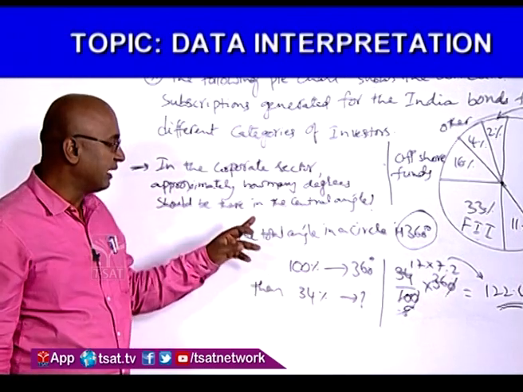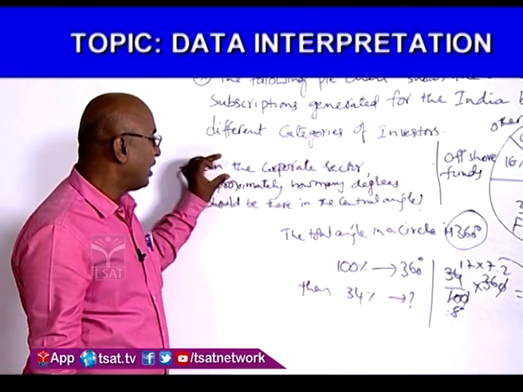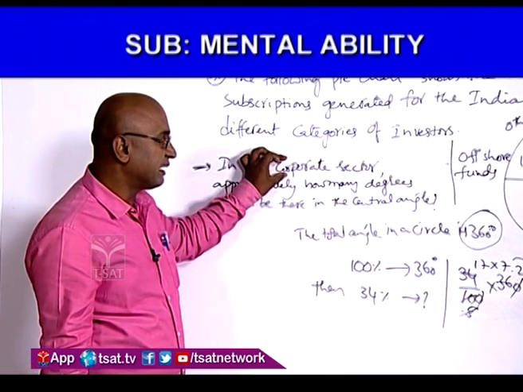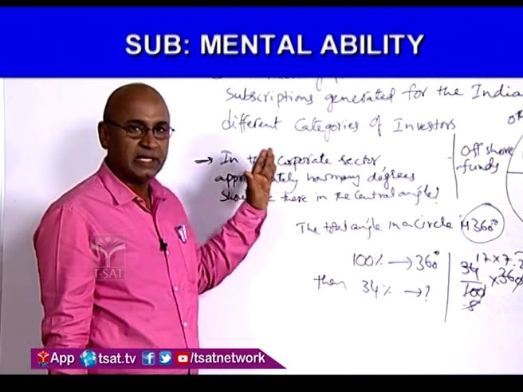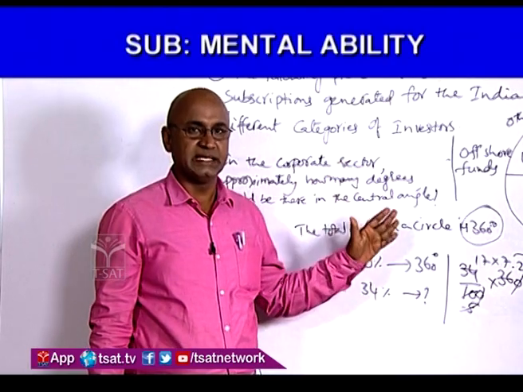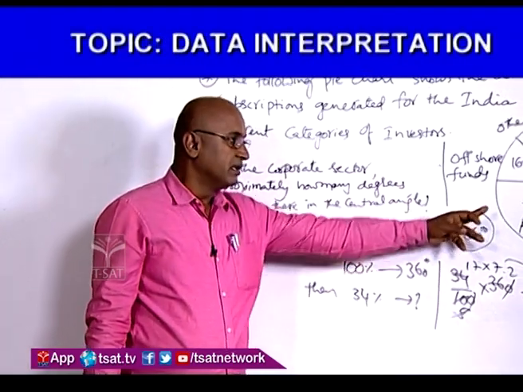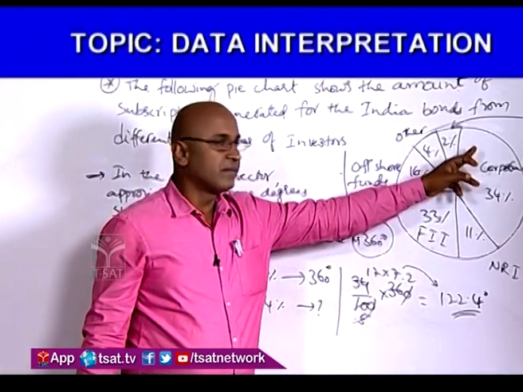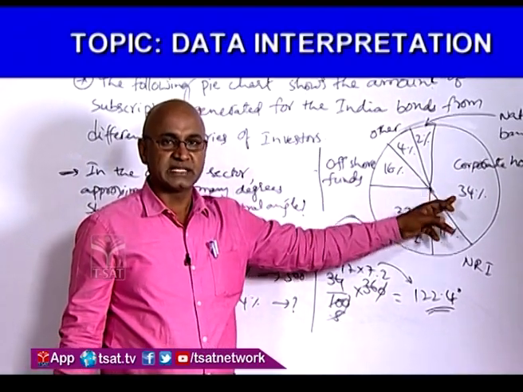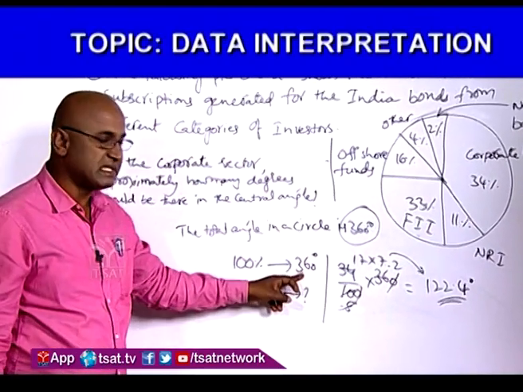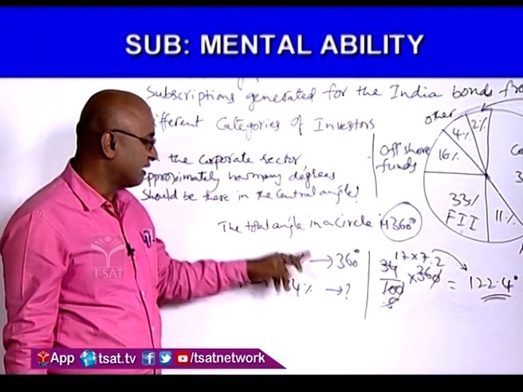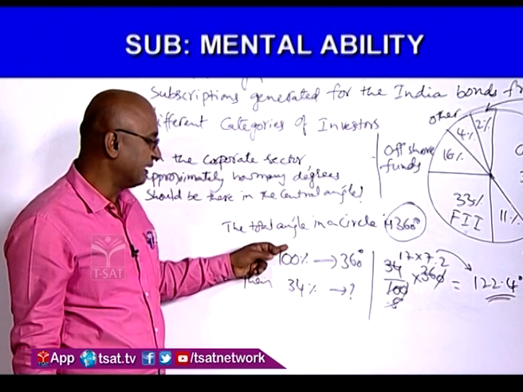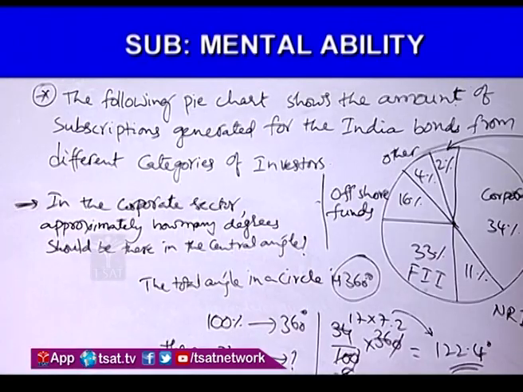So what is the problem here? What is the value of corporate sector in terms of degrees? We know that the total angle in a circle is 360 degrees. Now, it is equal to 100%. The total angle is equal to the 100%. If 100% is equal to 360 degrees, then the 34% of corporate sector is how many degrees? 34 by 100 into 360, that will give you the 122.4 degrees.